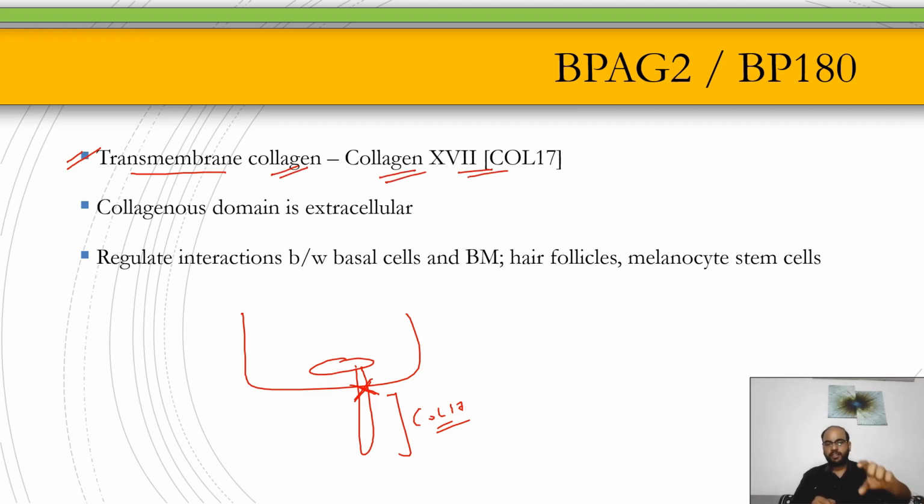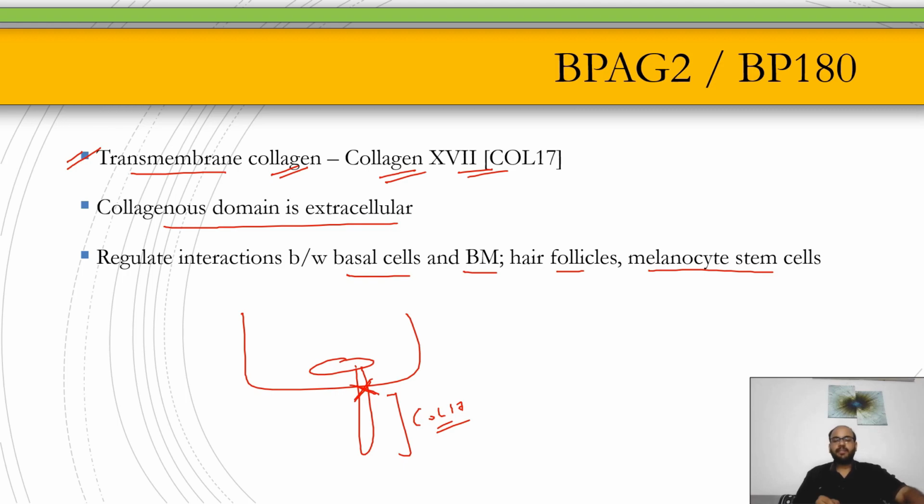So this is the collagenous domain, also known as collagen 17, and it is going outside, crossing the membrane, so transmembrane collagen. The collagenous domain is extracellular, that means it is outside the cell. And bullous pemphigoid antigen 2 is responsible for regulating interaction between the basal cell and the basal membrane, hair follicles, and the melanocyte stem cells.